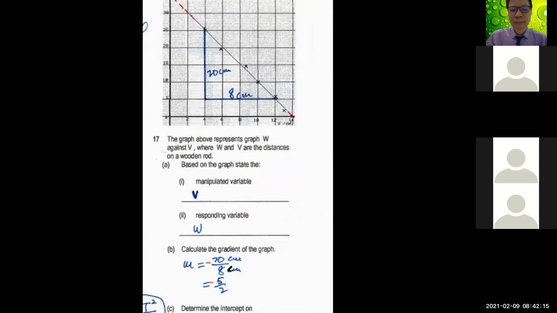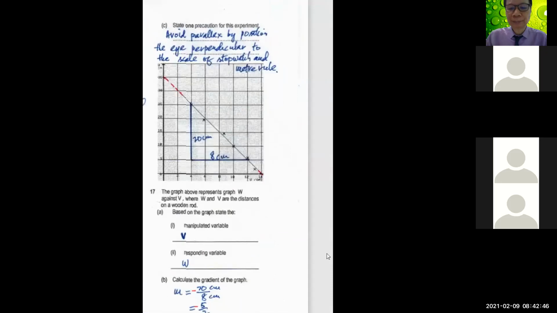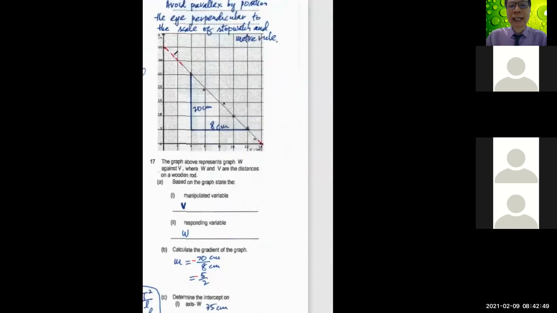Okay, this one settled. The next one, determine the intercept of axis W. What is the value of the intercept of axis W? To get the answer, you need to extend the graph, extrapolate the graph. Yes, I saw someone give the answer already. Eng Jin Yong says the answer is 35. Other answers? Okay, the answer is 35, correct? Well done. Now here you extend the line, so you see here is 35, so the answer is 35 cm. The unit must be there, 35 cm.